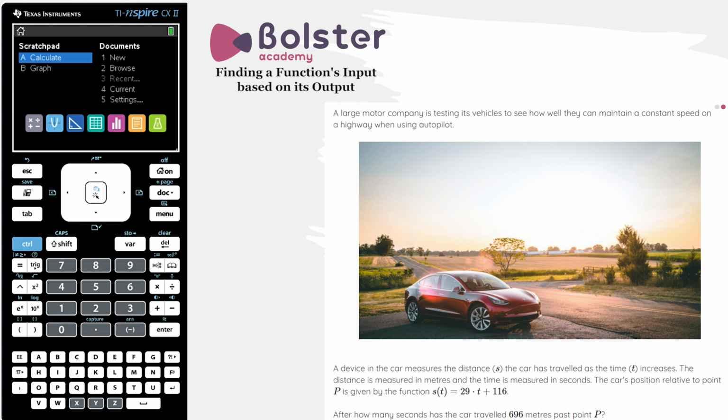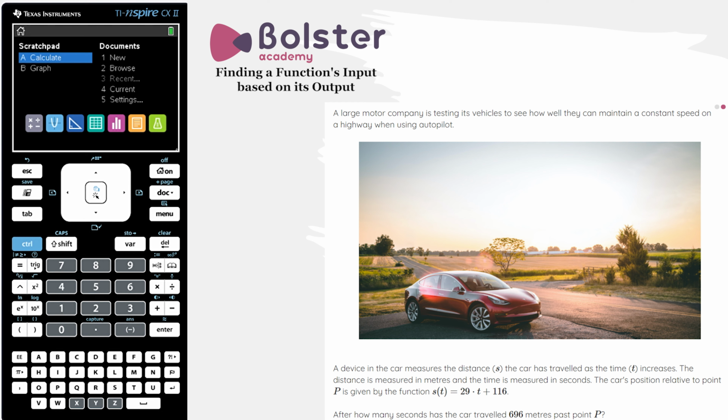There's a lot of vocabulary, a lot of verbiage, but there's only actually one important thing here in those few sentences, and that's the equation at the bottom. It's s of t is equal to 29t plus 116. That's the function that we're going to be dealing with. The question then asks, after how many seconds has the car travelled 696 meters past the point P?